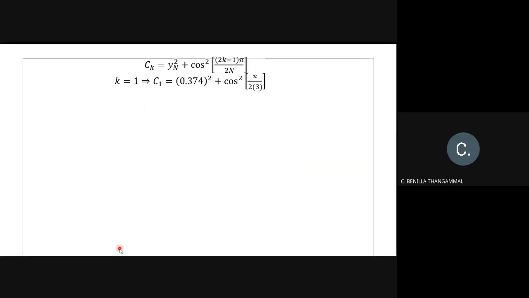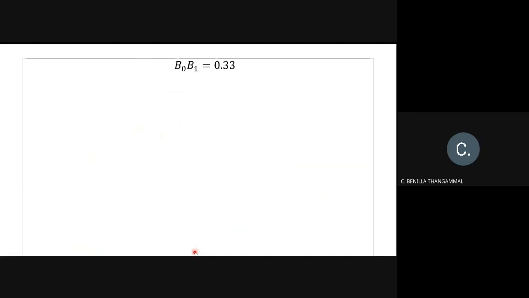Find your b1 and c1. So c1 is equal to, the formula is y3 square plus cos square of pi by 6. So 0.374 square plus cos open bracket pi by 6 close bracket square. So c1 is 0.89. Again, substitute your value of k as 1 and get your b1. So 2 into yn into sine pi by 6. So it is 0.374. So your H is equal to b naught b1 divided by s plus c naught, substituted, s square plus b1 s plus c1.